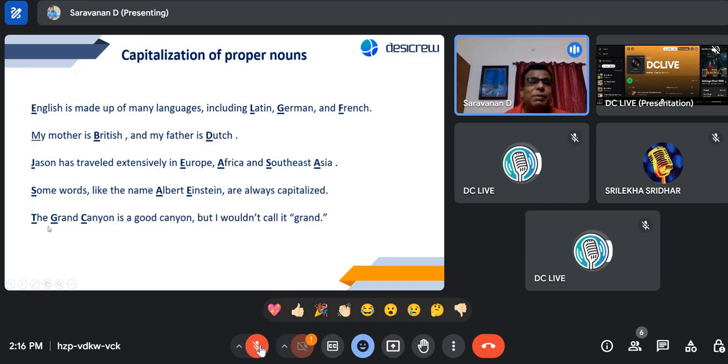Sometimes we may not know what we are talking about, then we may not know what is a proper noun. That was the case here as well for Shakti, but it's okay. Grand Canyon is the name of the canyon, which we got correct, right? And it's a good canyon. We're not talking about which canyon, so definitely not capitalized. But "I wouldn't call it grand," right? Again, we are talking about grand. So what is grand?